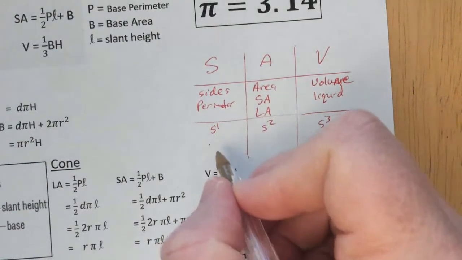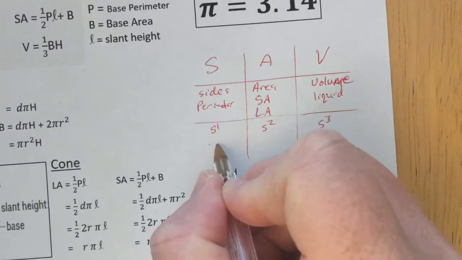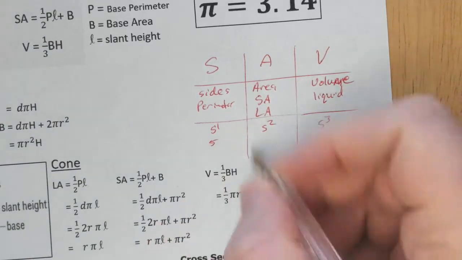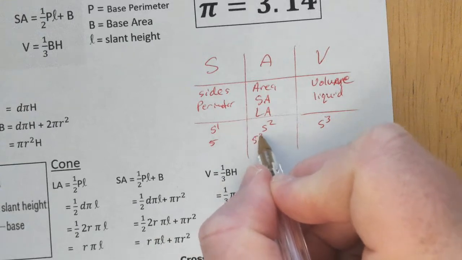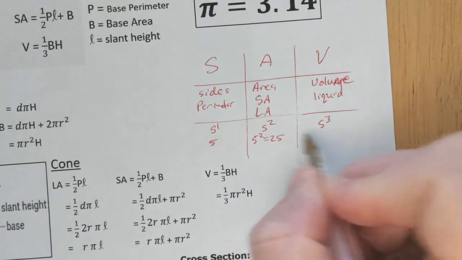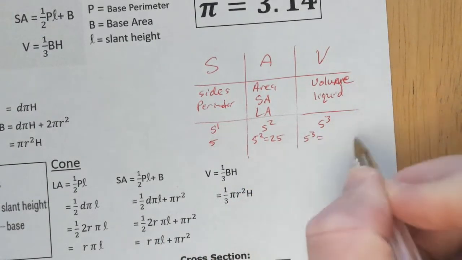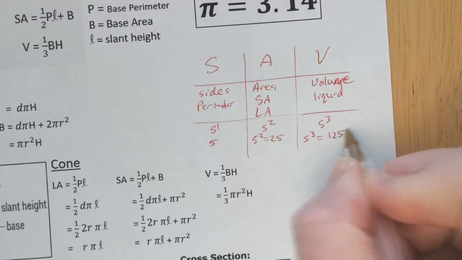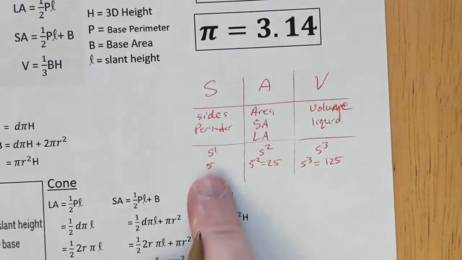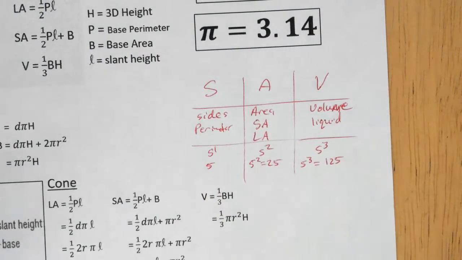So if I said that my side was 5, then this would be 5 squared, which is 25. If this would be 5 cubed, which is 125. Right? So it's the same thing. So why did I just tell you that?